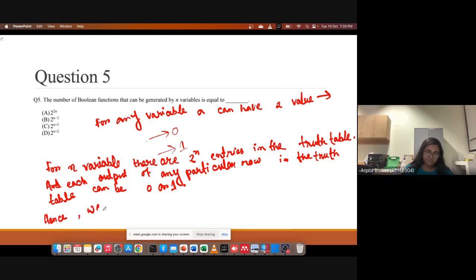So hence we have 2 to the power 2 to the power n different Boolean functions with n variables.